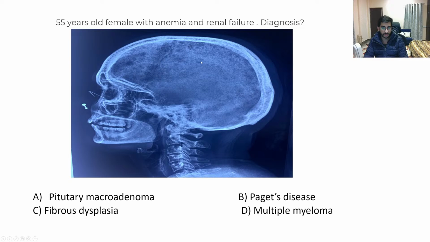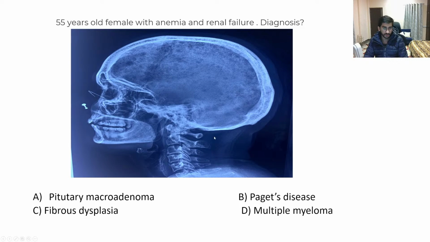But you see these multiple small lucent defects involving the calvaria homogeneously. Also, the pituitary was normal. The rest of the bones of the calvaria and the vertebra look pretty normal.